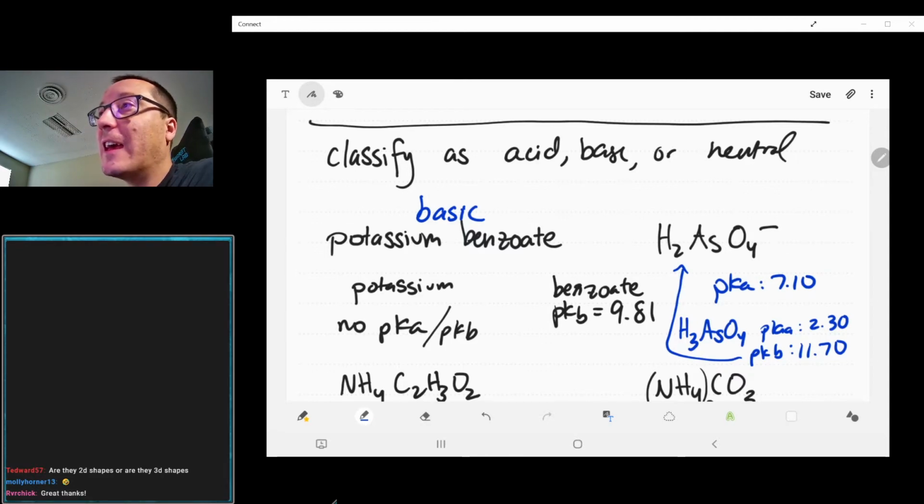Its pKa is 7.10. So what's going to win here? If we had something like sodium dihydrogen arsenate, let's say, we're expecting that this will be acidic. The pKa is lower than the pKb, so we're going to expect that a solution that has this dihydrogen arsenate ion will be acidic.